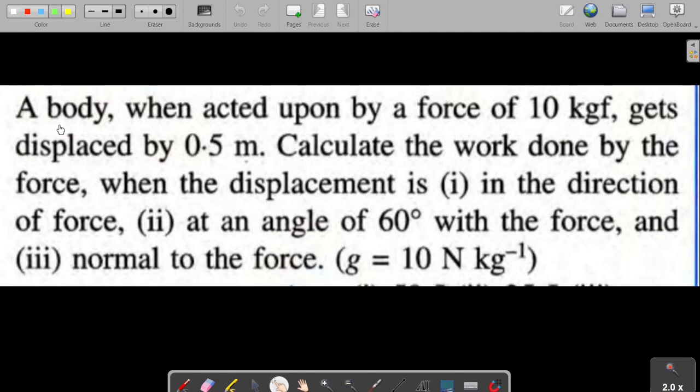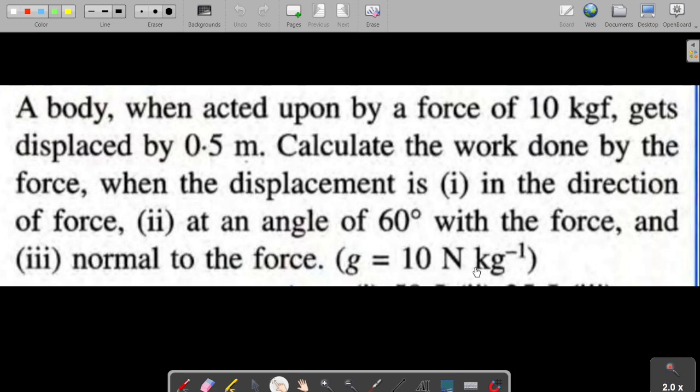The problem is like this: a body when acted upon by a force of 10 kgf gets displaced by 0.5 meter. Calculate the work done by the force when the displacement is in the direction of force, second, at an angle of 60 degrees with the force, and third, normal to the force. You have to take the value of acceleration due to gravity equal to 10 newton per kg.